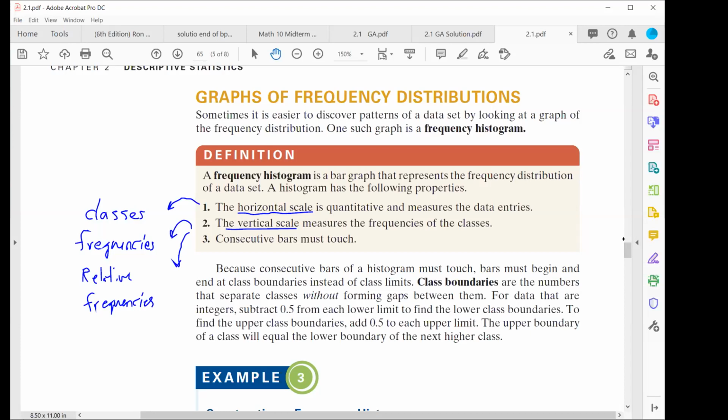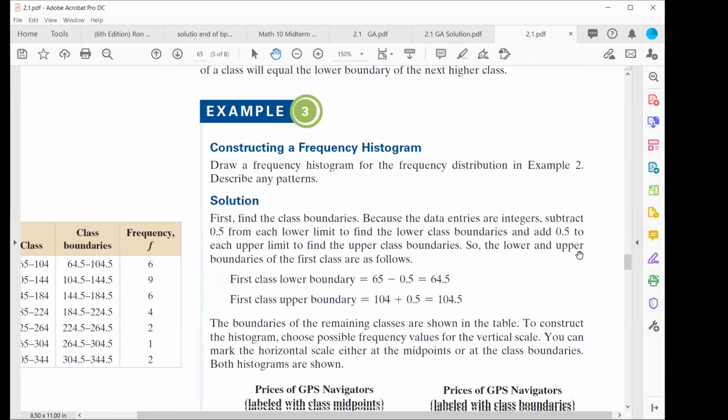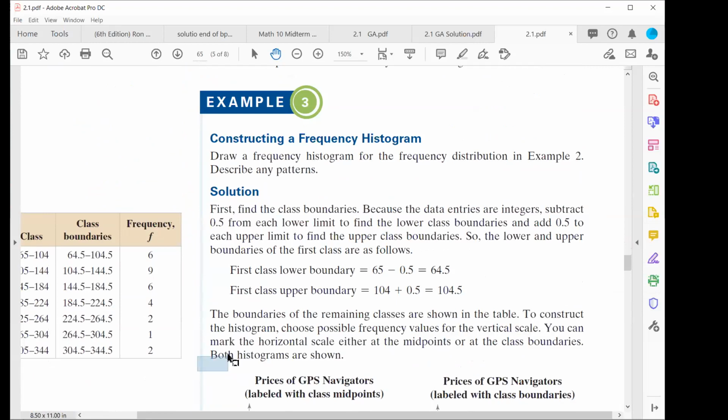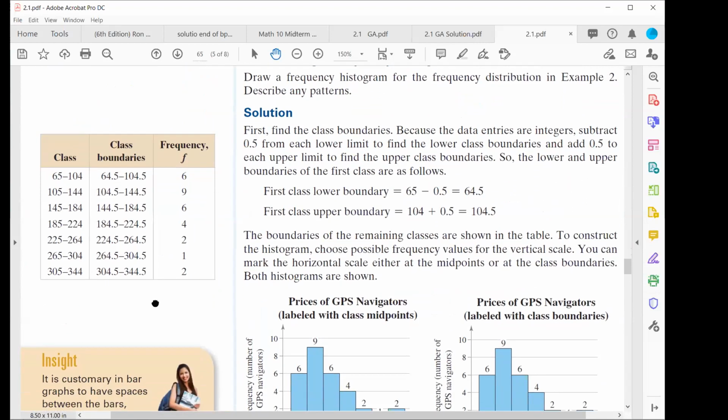Then you use bars, attaching bars to represent the graph or histogram. Okay, perfect. Let's get back to our example. Here you have, okay, this is the table that we had before. Classes 65 to 104, and the frequency is 6. You have the second class 105 to 144, the frequency is 9, and so on.